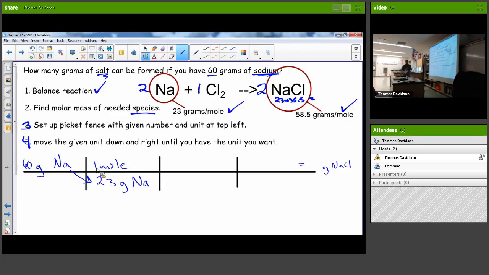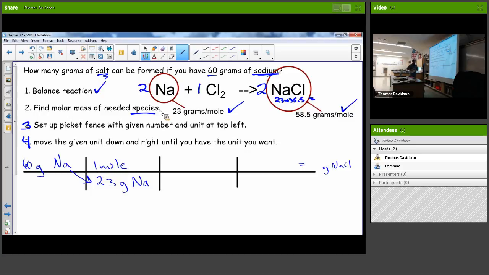Now, a lot of kids get hung up with the fact that I just flipped this over, and in math, that seems like I did something wrong, doesn't it? It doesn't matter in science. I need grams on the bottom to get rid of grams. If I wanted to get rid of moles, I'd put moles on the bottom. I can use it whichever way I want to solve whatever I want.